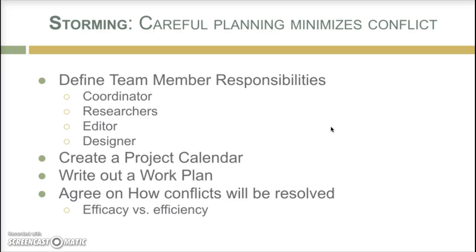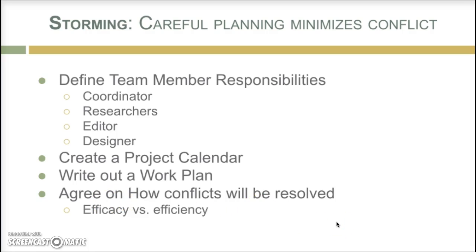Another way to carefully plan to minimize conflict is to create a project calendar so that everyone knows the major and minor deadlines and who is responsible for each deadline. To write out a work plan, again, laying out who will be doing what in the project. Agreeing on how conflicts will be resolved.